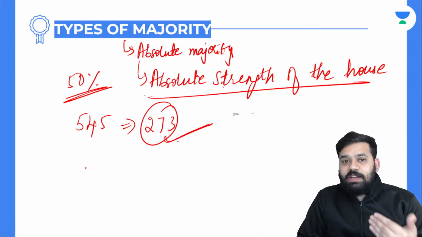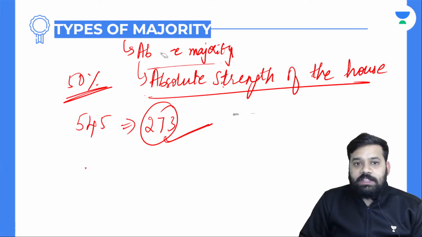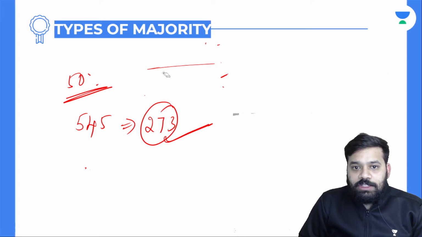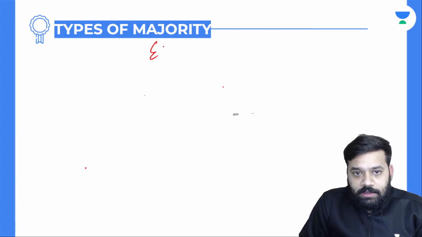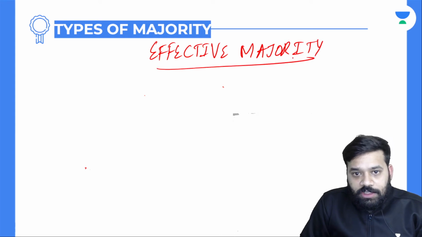Different bills require different kinds of majority. So do tell me in the comment box what kind of bills require absolute majority. That is the first kind. Then after absolute majority, the second kind of majority we see is effective majority. So what is effective majority?